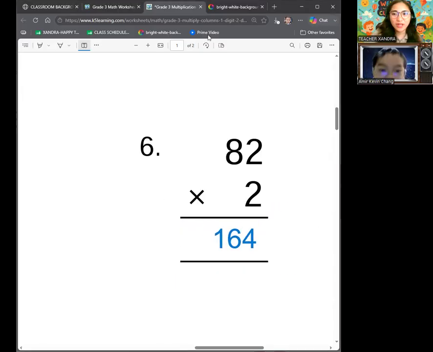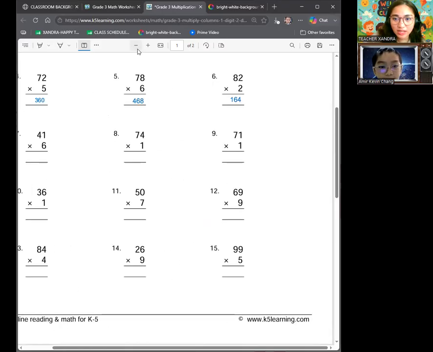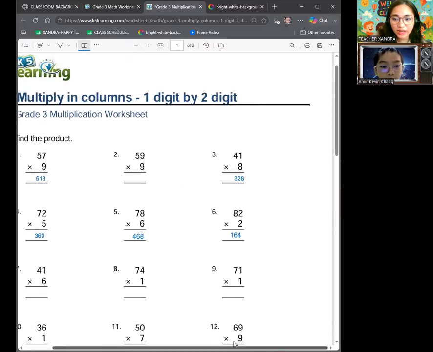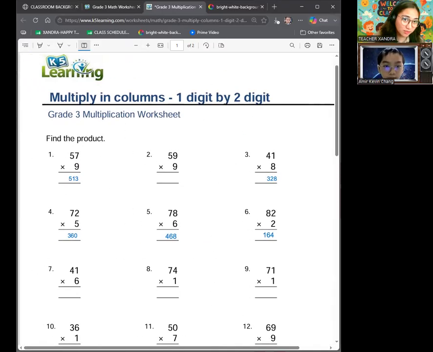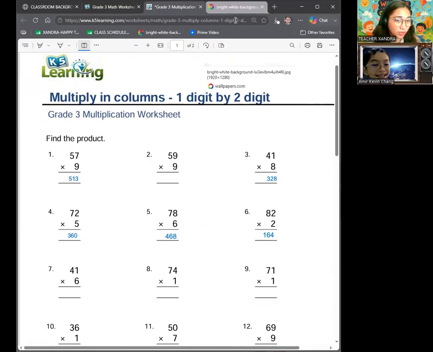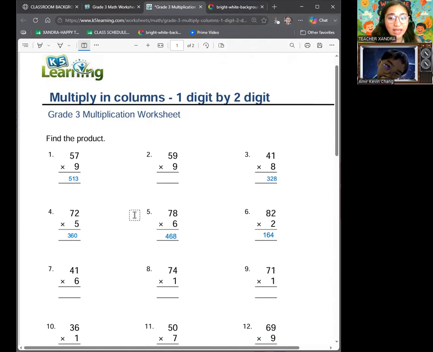So that's 164, Amir. Okay, I'll zoom in. So you answered 5 items. What we did first, we tackled the process on how we multiply a 2-digit by 1-digit number, and we reviewed the multiplication table from 1 to 10, and you answered 5 items for today's session.